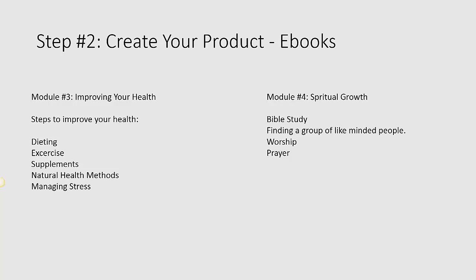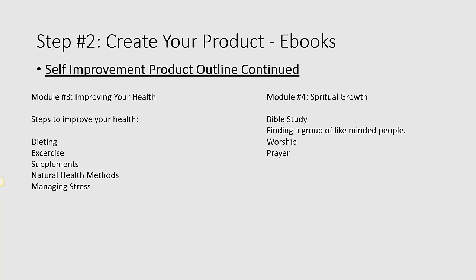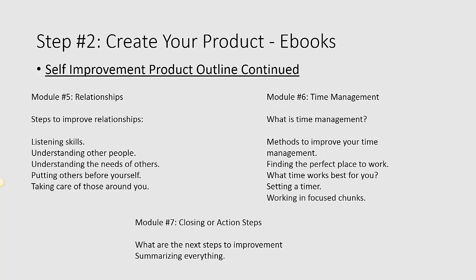Module number 4 is all about spiritual growth: Bible study, finding a group of like-minded people, worship, prayer, those types of things that you could expand upon and really dig into to help people understand that importance. And then here's another part of the self-improvement product, module number 5, which is relationships: steps to improve your relationships, listening skills, understanding other people, understanding the needs of others, putting others before yourself, taking care of those around you. Module number 6 was time management. What is time management?